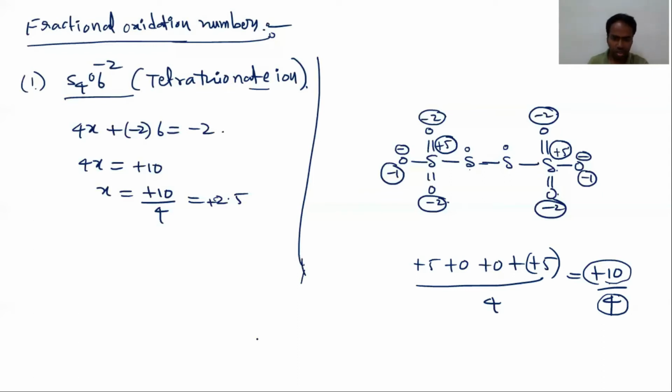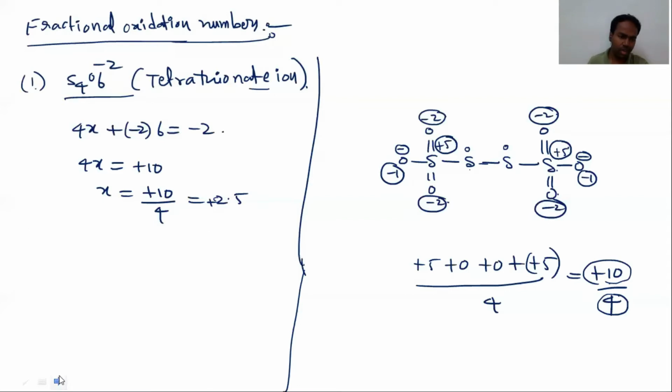If the question asks what is the sulfur oxidation state, that is +2.5. If they ask what is the average oxidation state of sulfur, that is also 2.5. Then, what are the two different possible oxidation states for the sulfur? That is 0 and +5. Like that they can ask. There are chances they may ask how many sulfurs have a zero oxidation state. So 2 sulfurs. Like that they may ask.